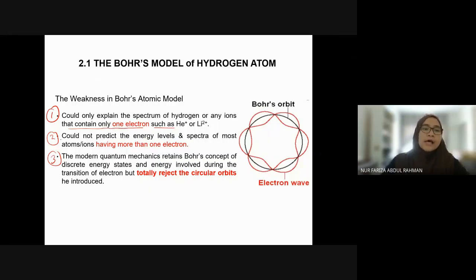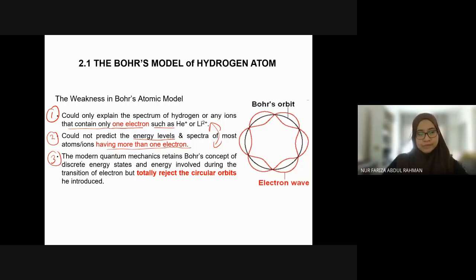Okay, all right. Number 2, could not predict the energy level and spectra of most atoms or ions having more than one electron. This is pretty much the same. Okay, these two lebih kurang sama. So it can only explain for hydrogen, but not for atoms having more than one electron. Because by right, okay, the energy levels and spectra of the energy levels will be more lah. Okay, because it has more than one electron.